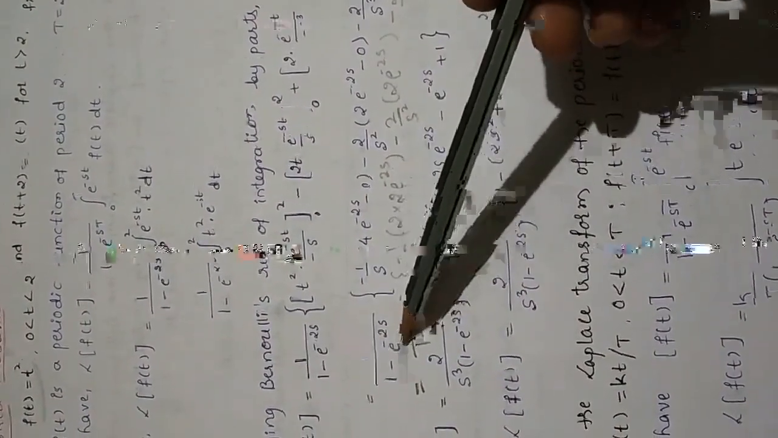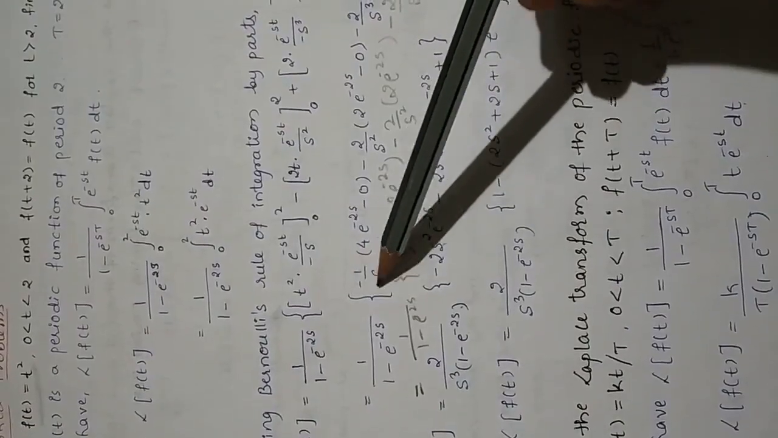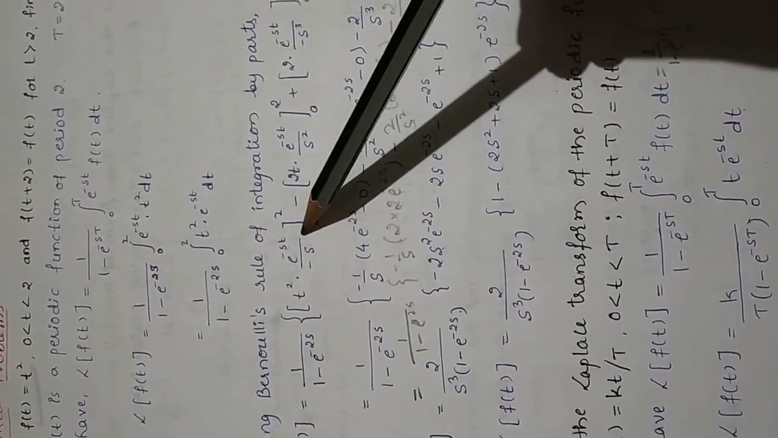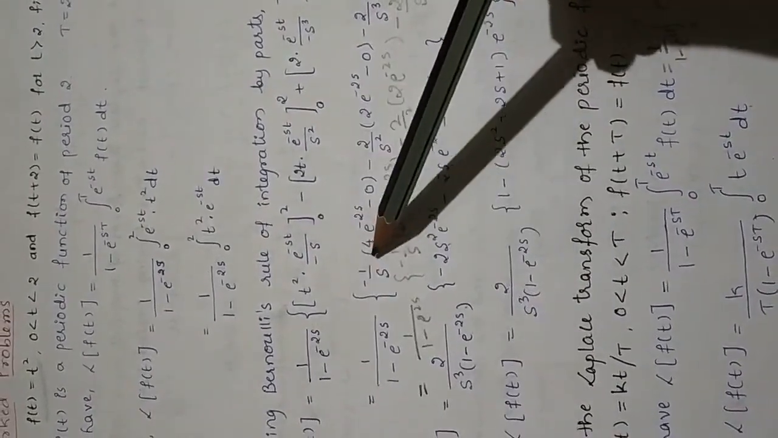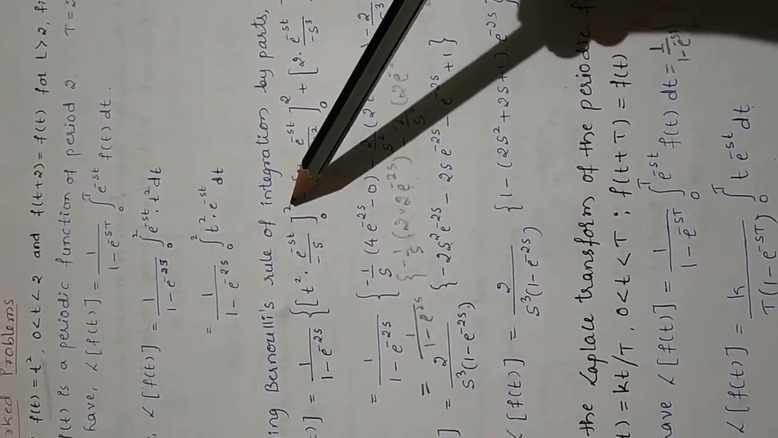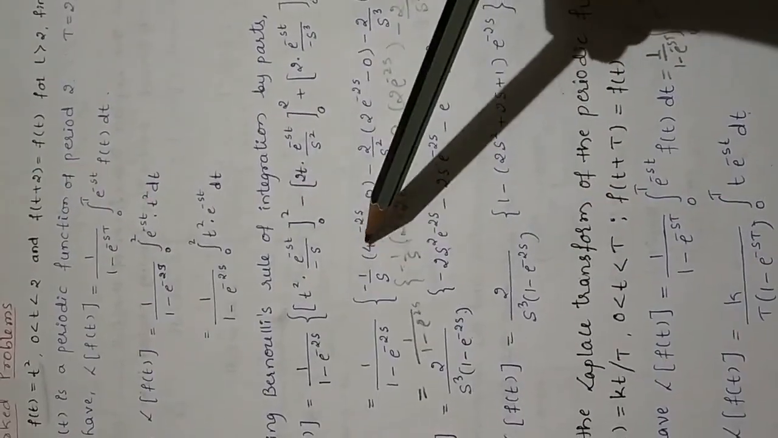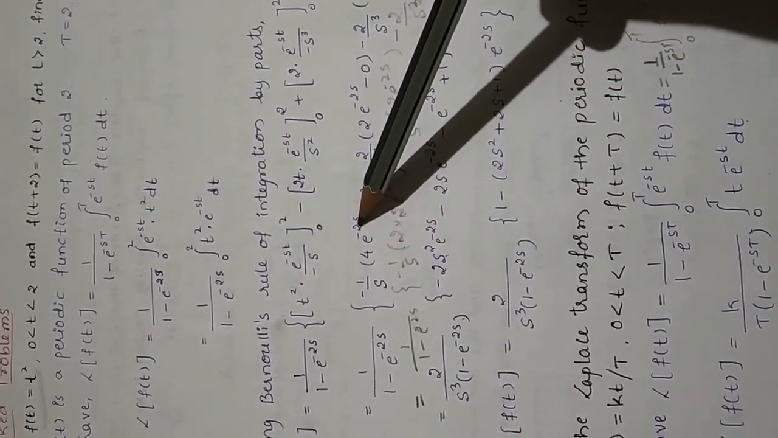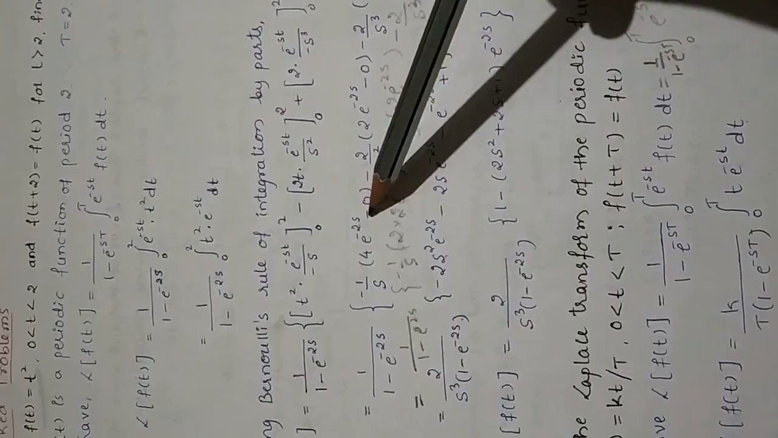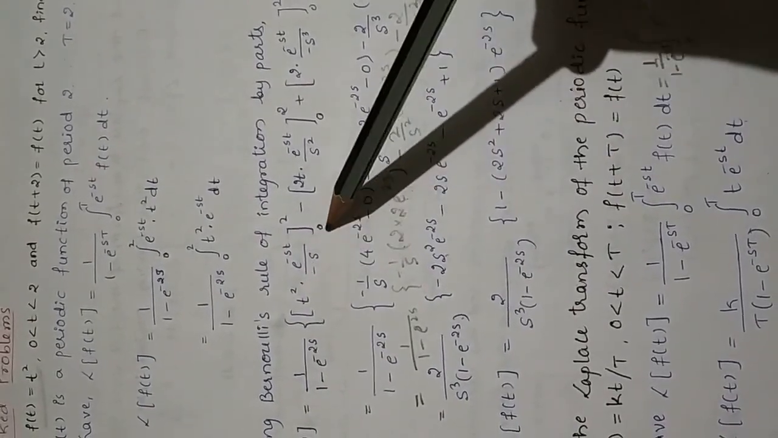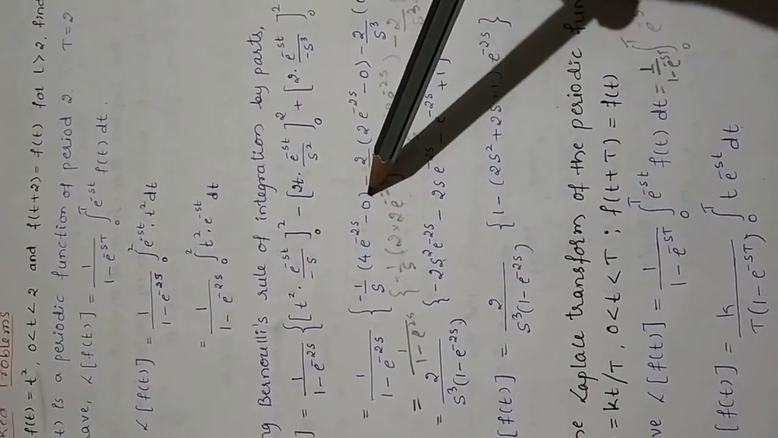1 upon 1 minus e raised to minus 2s outside the bracket, minus 1 by s. From this term I have just taken out minus 1 by s. I am substituting the limit wherever t is there. Substituting t equals 2 in t square, that is 2 square, which is 4 into e raised to minus 2s, minus, here t equals 0. If you put the second limit t equals 0, the whole term becomes 0.